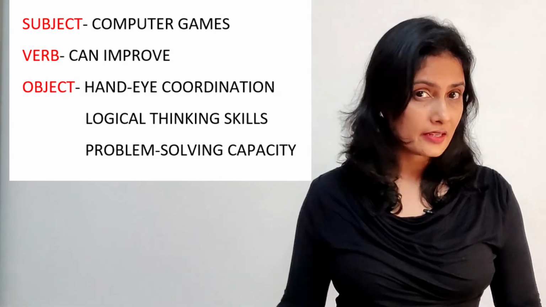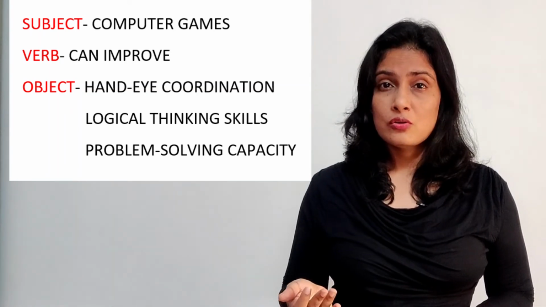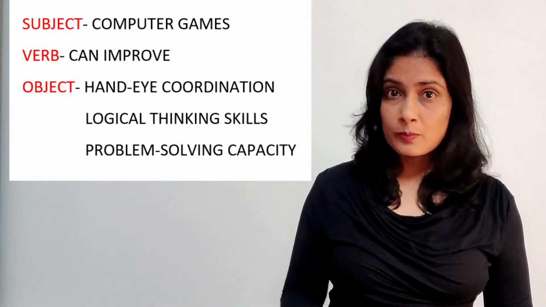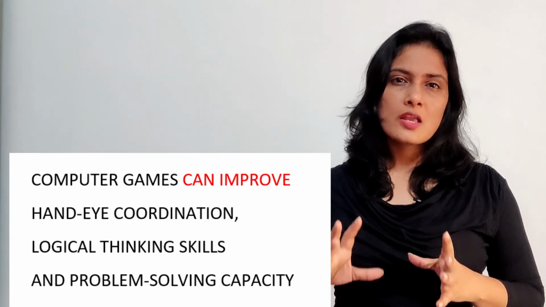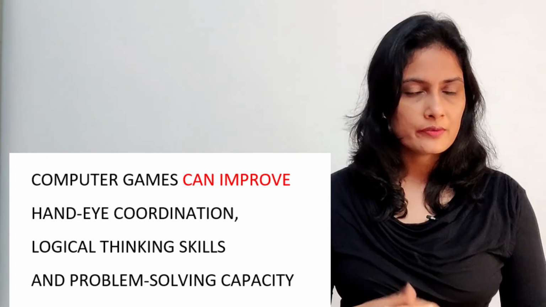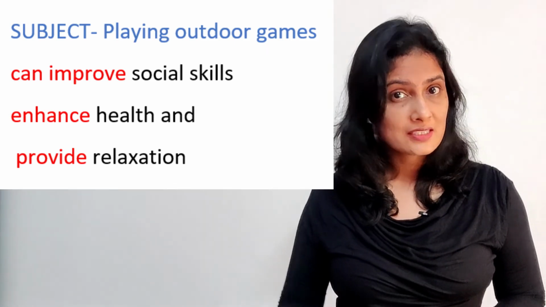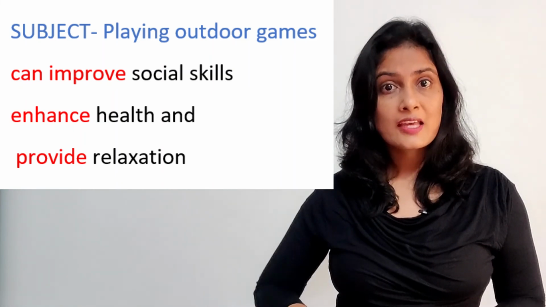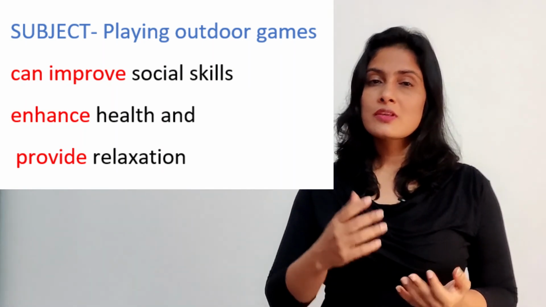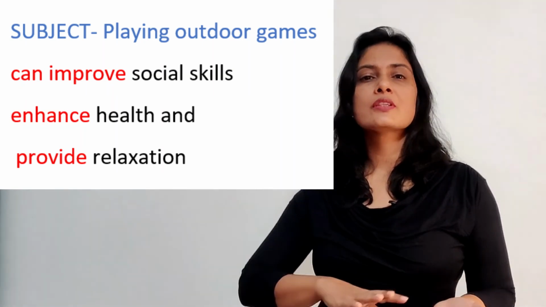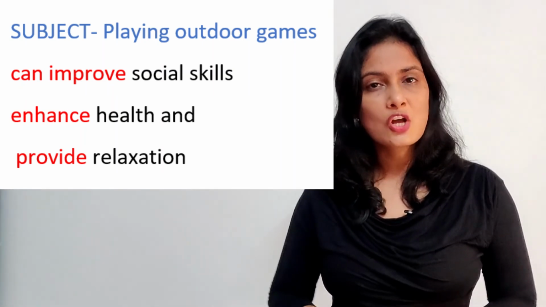Now let's take a writing example. Computer games can improve hand-eye coordination, logical thinking skills, problem-solving capacity. Now, improve, the verb there, is common. Playing outdoor games can improve social skills, enhance health, and provide relaxation. So there are 3 different verbs. If the verbs are different, you should not take any one of these as common.